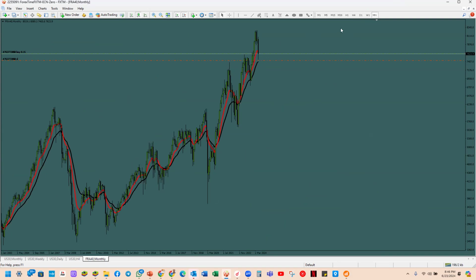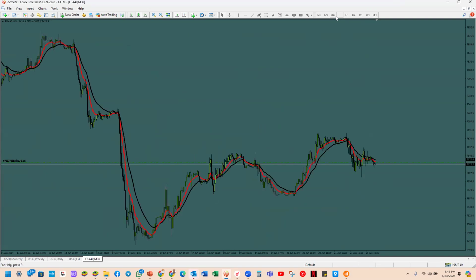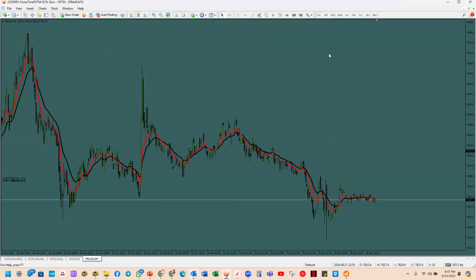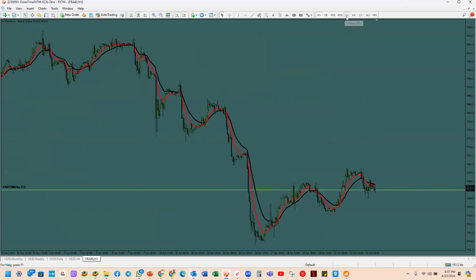You see that? Then you can come all the way to 30 minutes, 15 minutes, 5 minutes. It all depends on any chart of your choice. You can use any of these charts to trade. Okay. So this is how the template works.